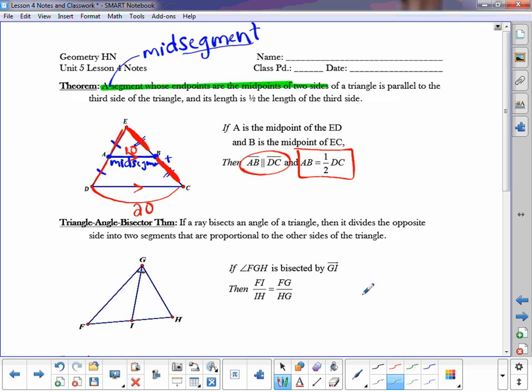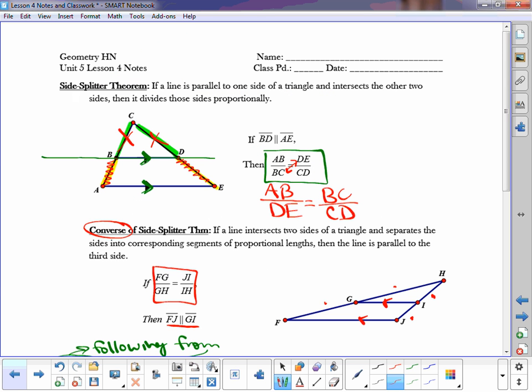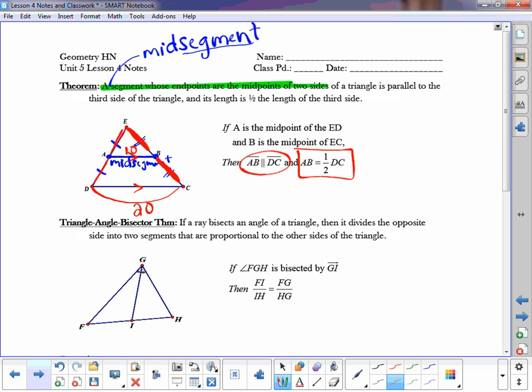So this is not true for any side splitter. The side splitter doesn't have to be the midpoint, right? I could have my side splitter cut through up here. Clearly, that's not going to be the halfway point. But when it happens to be that mid segment cutting through the halfway point on either side, then I have this property.